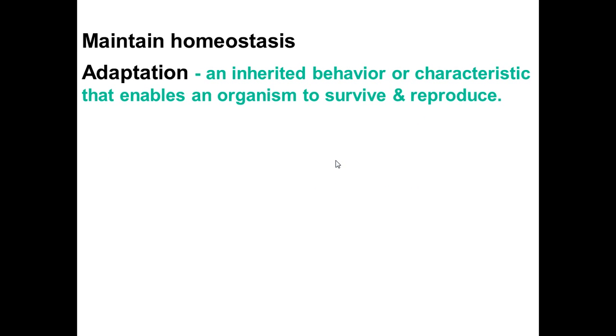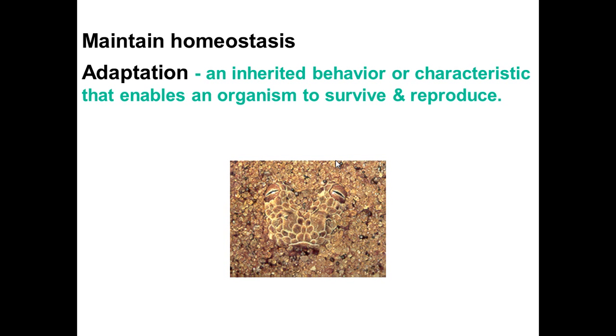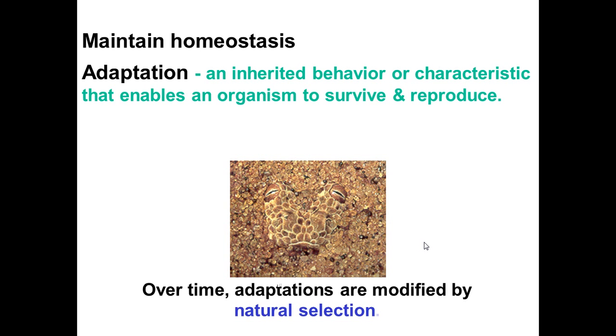Adaptation is inherited behavior and characteristics. So this happens over time, and it better enables an organism to survive and reproduce. For example, this creature here has adapted to its environment, giving it a great sense of camouflage, which allows it to better survive. Adaptation over time is termed natural selection.